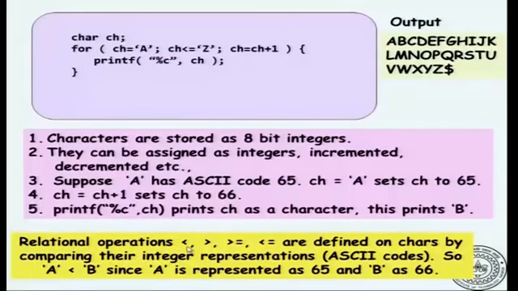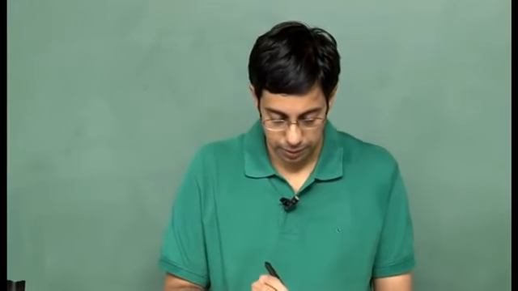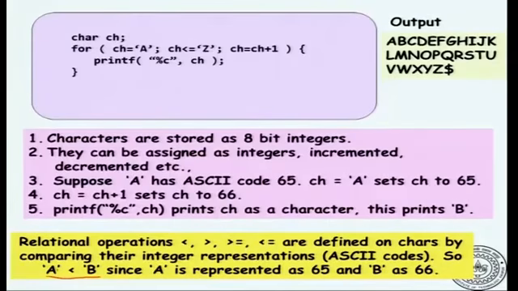Similarly, relational operations like less than, greater than, less than or equal to, greater than or equal to, all of these also make sense. So for example, if we use the relational expression ASCII constant 'A' less than character constant 'B', then notice that A is the ASCII value 65 and B is the ASCII value 66. So A less than B is correct.